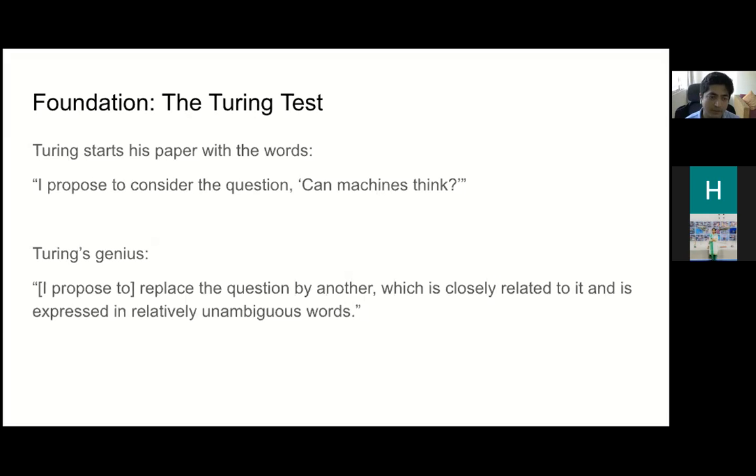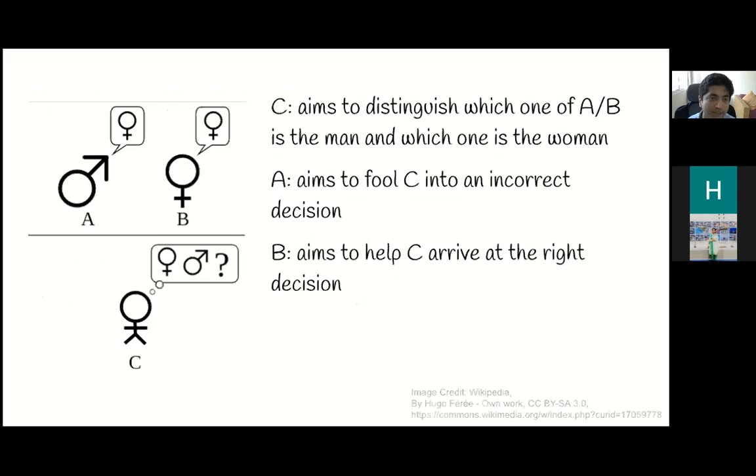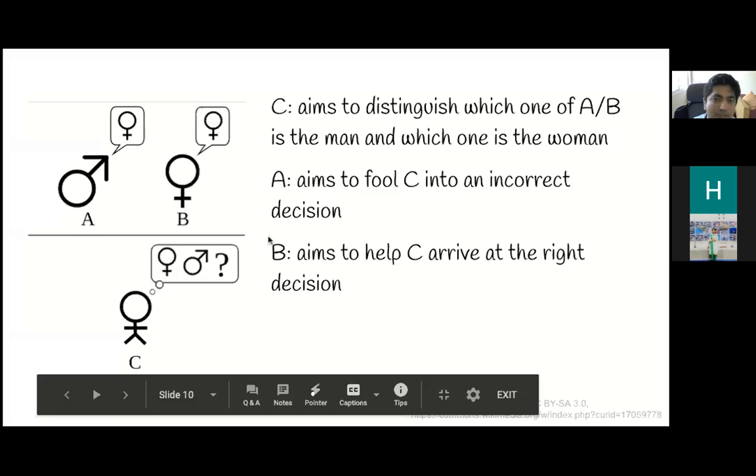Alan Turing's genius was to define, in unambiguous and concrete words, a test that says whether a system is intelligent or not. So he says, I propose to replace the question by another. Instead of saying, can machines think, he replaces it with an unambiguous statement. I'll try to paraphrase what's happening. In this world, there are three actors, A, B, and C.